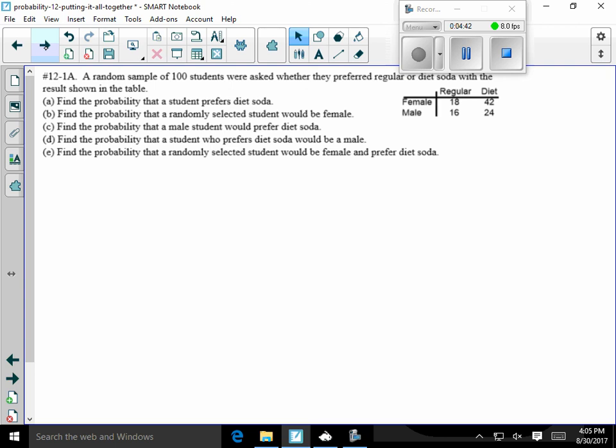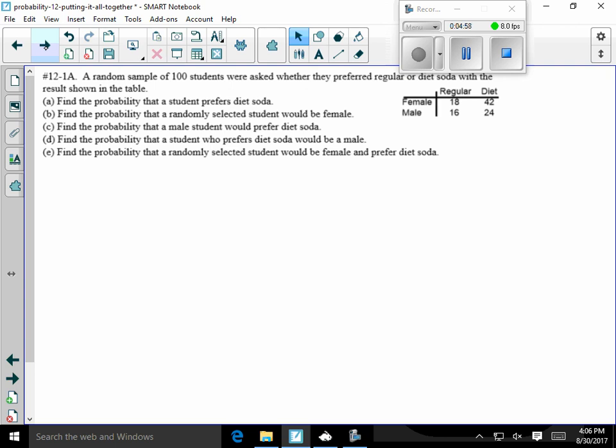So here's the problem. It says a random sample of 100 students were asked whether they preferred regular or diet soda, with the results shown in this table. So we tracked how many people liked regular and diet, and we also tracked their gender, whether they were female or male. And those were the numbers that were given.